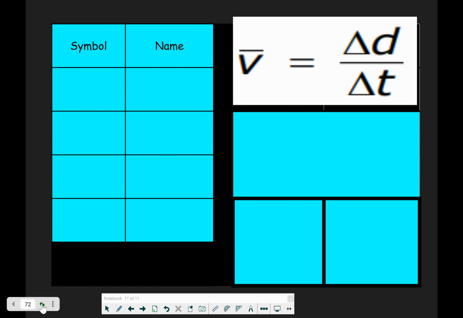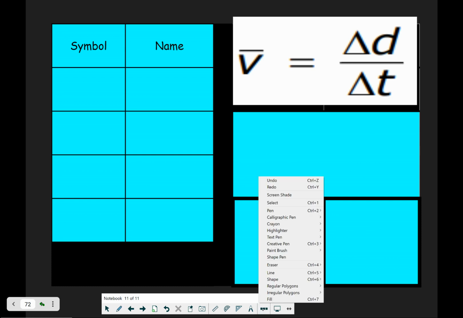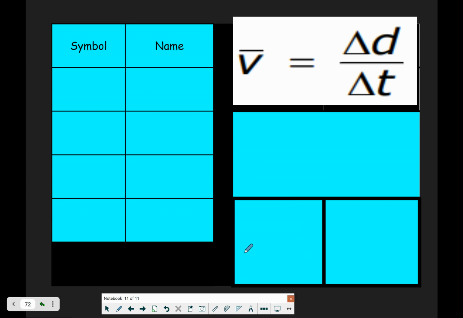So what you're going to do, and I believe this one actually goes in order now, is first of all write down all the symbols and then what the symbols mean. So for example, V means velocity. Oops, sorry. You're going to write V here. You're going to write D here. You're going to write T here, and you're going to write a triangle. V equals velocity.